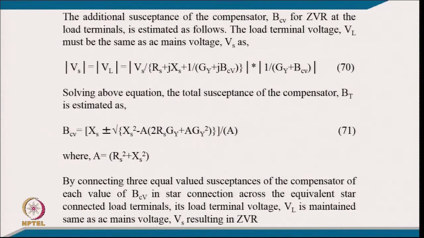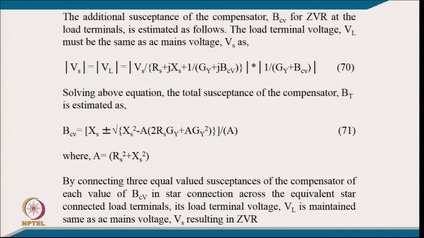The load terminal voltage must be the same as the AC terminal supply voltage, the mains voltage. So, magnitude of V_S equals V_L, and you can put the value of V_L here. It is the net current at the source side, V_S divided by R_S plus jX_S, the source impedance, plus the load impedance, 1 upon G_y plus jB_CV, including the compensator impedance in parallel with the conductance of the unity power factor load. This current is multiplied by the impedance of the total load along with the compensator, 1 upon G_y plus jB_CV.